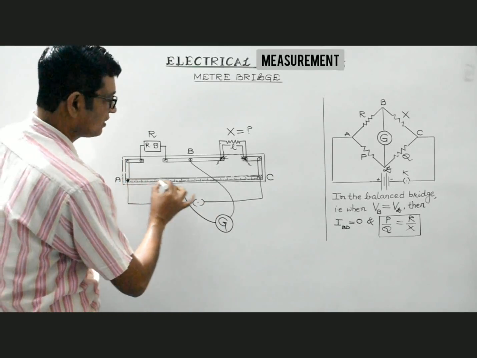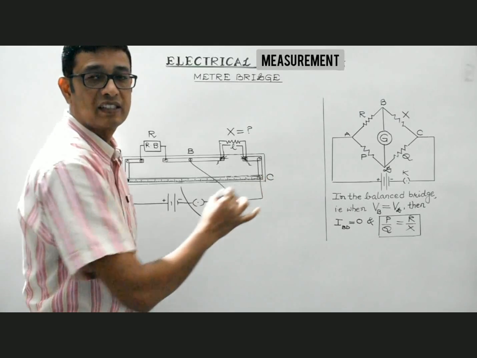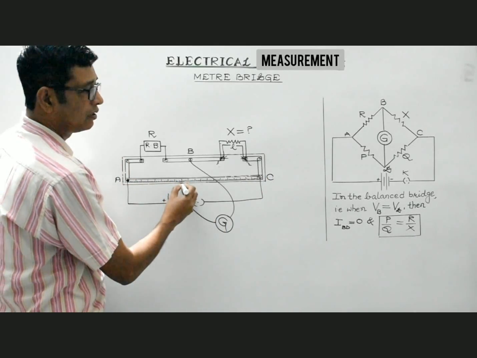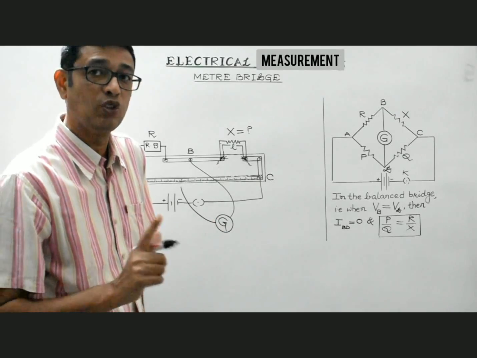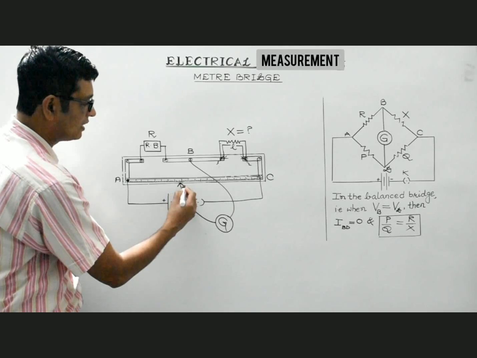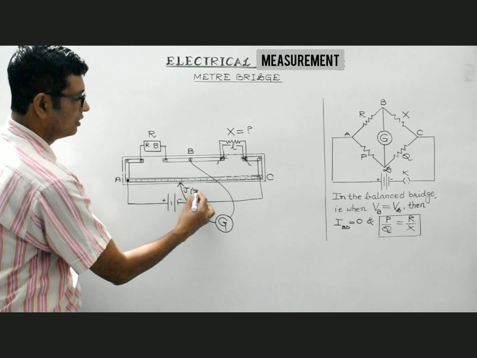Now, that jockey is slid over this constant wire of 1 meter length. At a particular point, you will observe that the galvanometer will show zero deflection. So that is the balancing length, and this point would be the balancing point. This is the jockey.